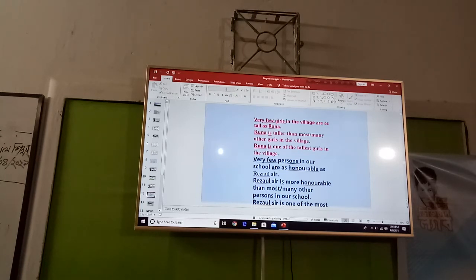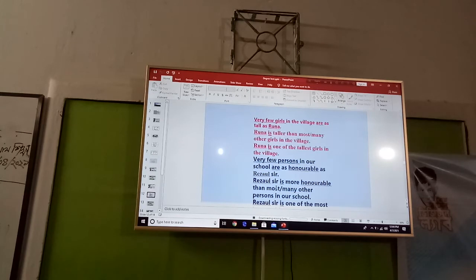And if you want to change it into comparative, that means the subject would be the same, that means Runa, and the verb would be the same, is. Then the comparative form: taller is the comparative form of tallest, so taller, and you have to use the phrase you find in the chart, that means most other or many other. Then the last part of the superlative form, that means Runa is taller than most other or many other girls in the village.